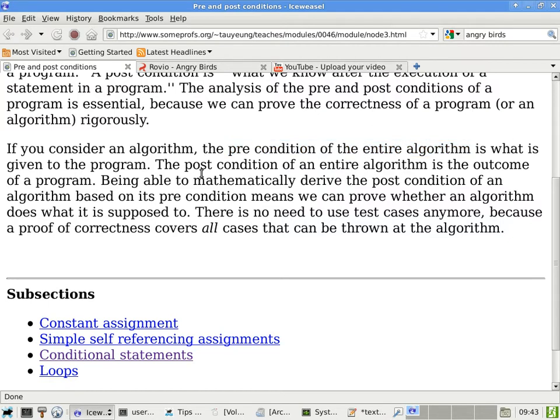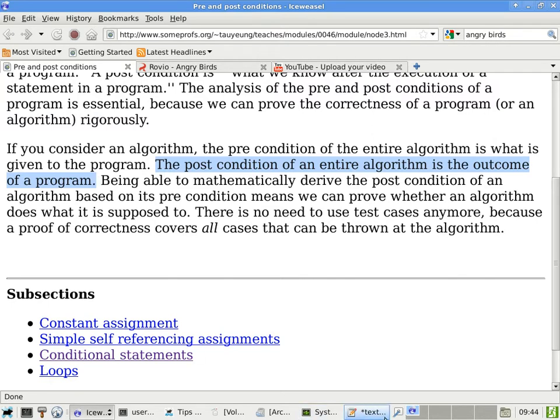But what we are really interested in is the post-condition of the entire algorithm, because the post-condition of the entire algorithm describes what the program is going to do. So if the post-condition, just like this one here, if I can prove for the code that I presented a little bit earlier that the post-condition is exactly this, I have just proven the program will work correctly to find the maximum of two variables.